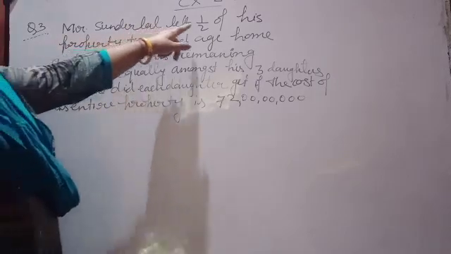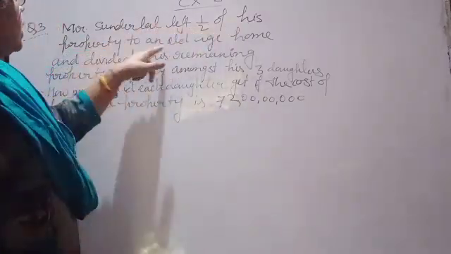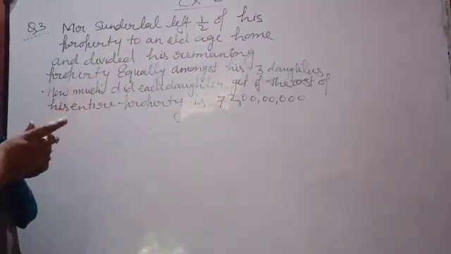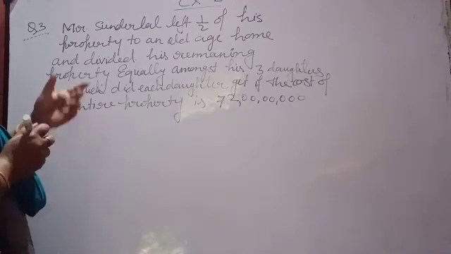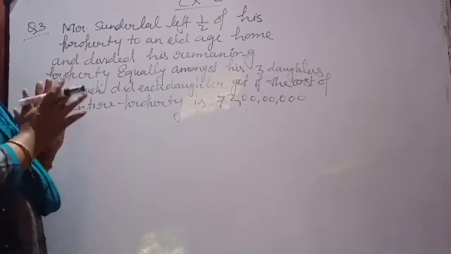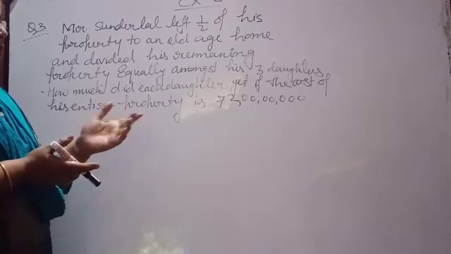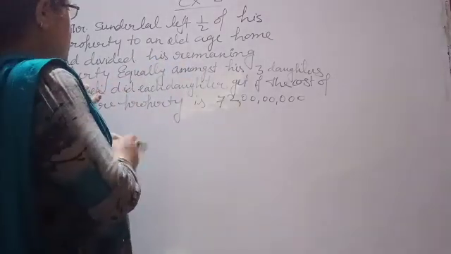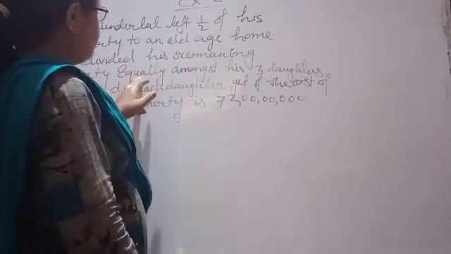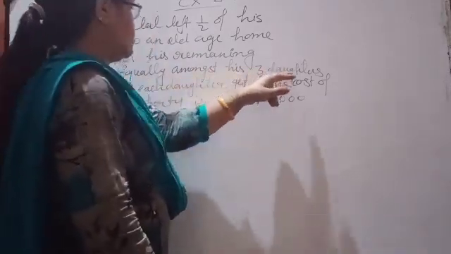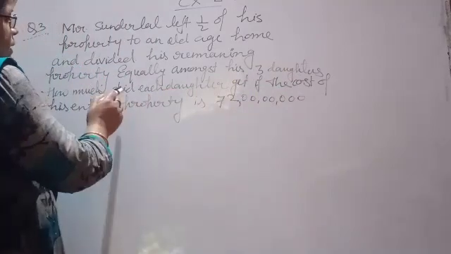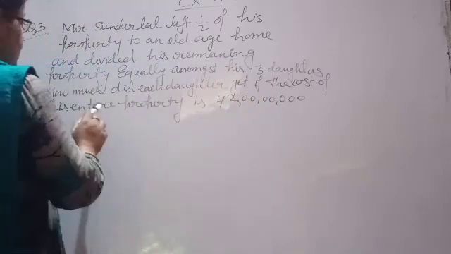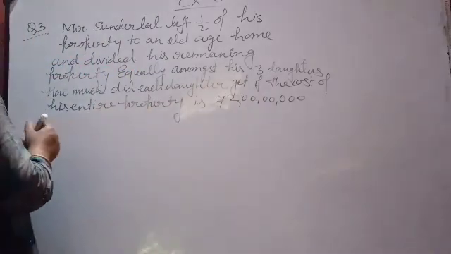Mr. Sundarlal left 1/2 of his property to an old age home. Whatever amount of property he had, half of that he has given to the old age home. Then how much will he have left? Obviously half of the whole property. Then his remaining property, half of the property, he has divided equally amongst his 3 daughters. How much did each daughter get if the cost of the entire property is 72 crore?